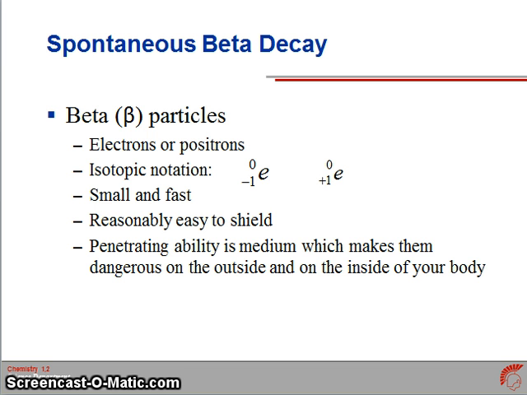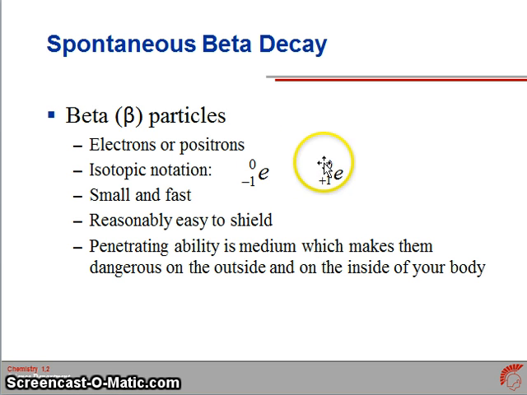Our next example will be spontaneous beta decay, and for this we have the emission of electrons or positrons. Remember we mentioned that a positron is a positive electron. So the isotopic notation for these is e for electron, and we have here the charge on the bottom. Again, with this isotopic notation, we're not talking about the atomic number, but we're talking about a charge, on the bottom left corner. The electron will be a beta negative particle, and for the positron, we have a beta positive particle.